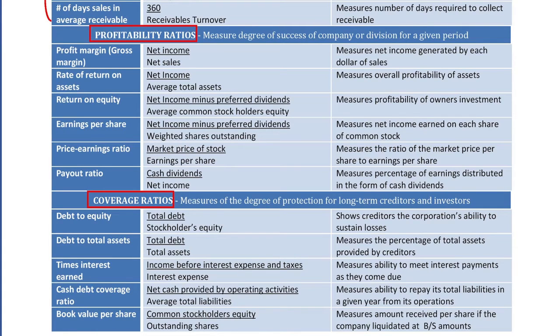Cash debt coverage ratio. So the numerator is the net cash provided by operating activities and the denominator is average total liabilities. Book value per share, we looked at it in FAR-5. So that's common stockholders' equity divided by outstanding shares.